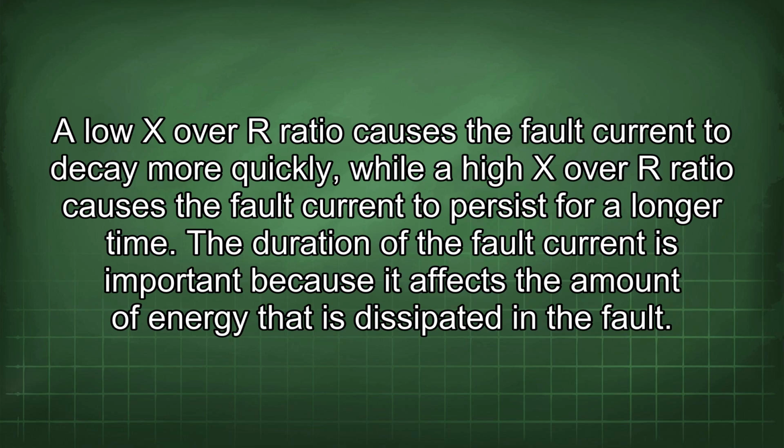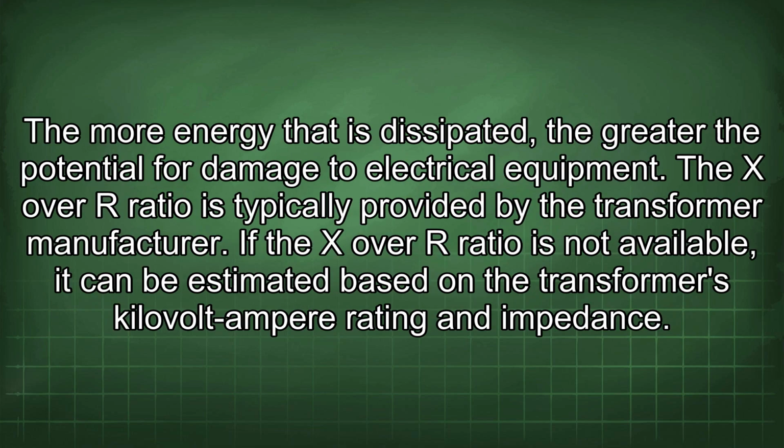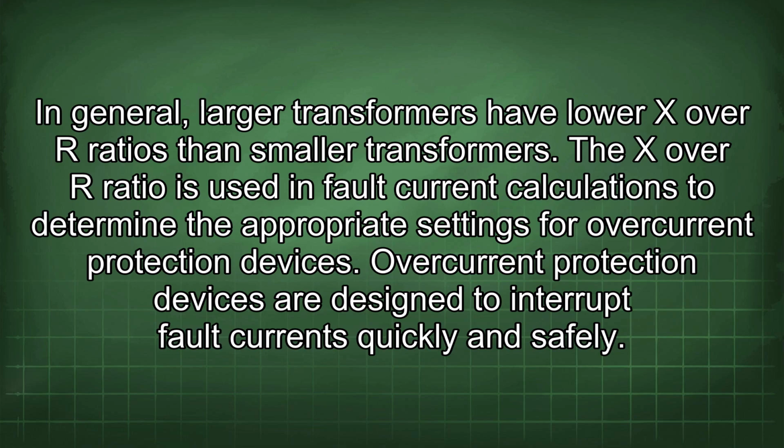The duration of the fault current is important because it affects the amount of energy that is dissipated in the fault. The more energy that is dissipated, the greater the potential for damage to electrical equipment. The X/R ratio is typically provided by the transformer manufacturer. If the X/R ratio is not available, it can be estimated based on the transformer's kilovolt-ampere rating and impedance. In general, larger transformers have lower X/R ratios than smaller transformers. The X/R ratio is used in fault current calculations to determine the appropriate settings for overcurrent protection devices.